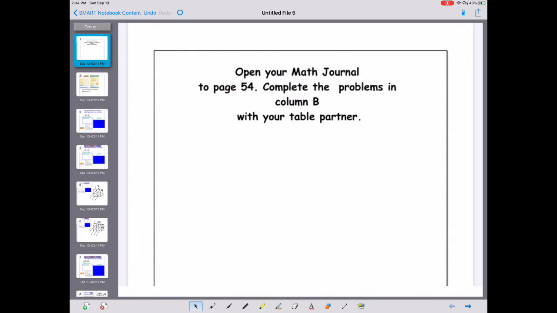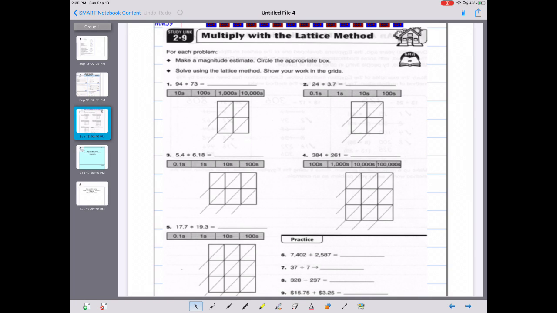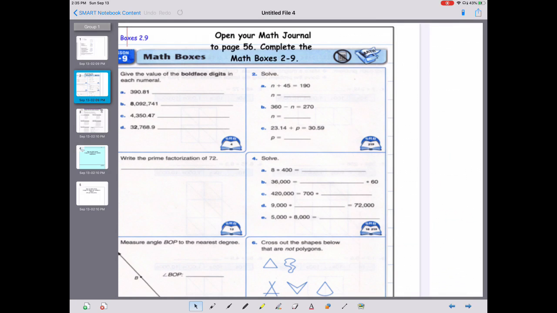Open your math journal to page 54. Complete the problems in column B. Page 55. Complete those problems. Here's the study link if it's assigned. And here's math boxes if it's assigned.